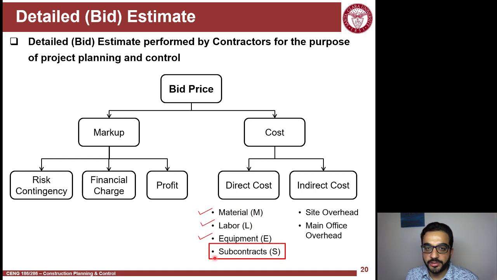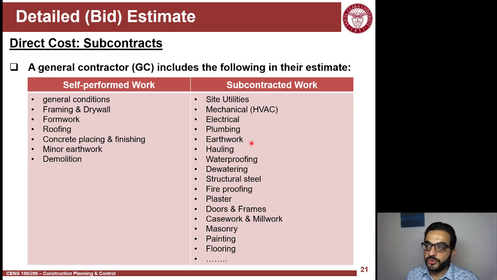The last part of the direct cost is the subcontractors. When you sub work, it means you're saying, I'm not doing it myself, I will hire someone or a company to do it for me as a GC. So you are a GC, hiring other companies to do work for you. Now, this is an example breakdown of a project where you look at the scope of work and say, this is self-performed, this is subcontracted. It depends on your company, what they can do in-house and what they can outsource or sub. So this is just an example. Let's say your company can do drywall, formwork, roofing.